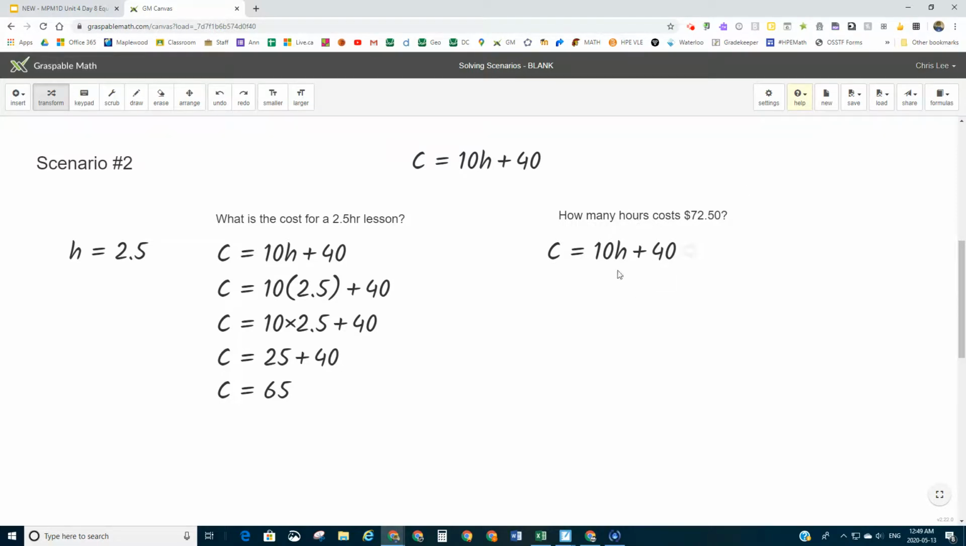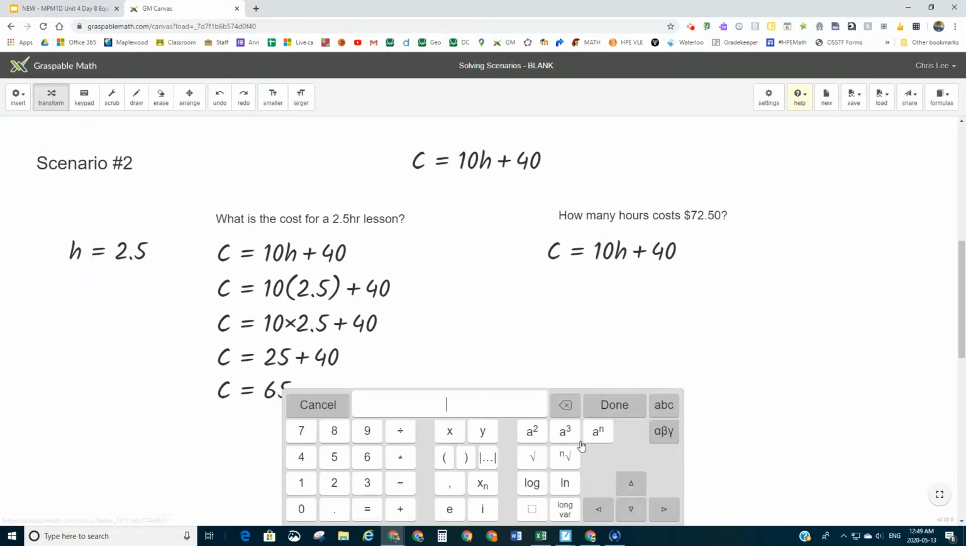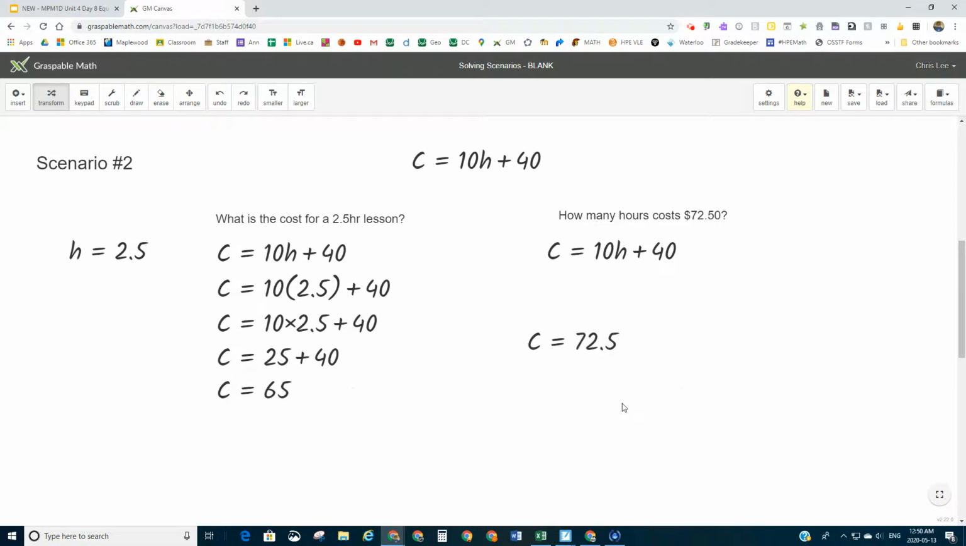This time though, I want to figure out what H is if C is 72.5. So I'm going to go over and push Insert, Math Equation. Capital C equals $72.50. Now when I push done, you'll see that Graspable Math has changed $72.50 into 72.5, and that's fair. You don't actually need that other zero. So I'll drag that so it's out of the way.